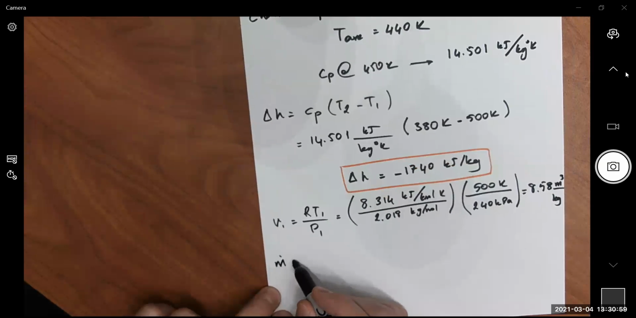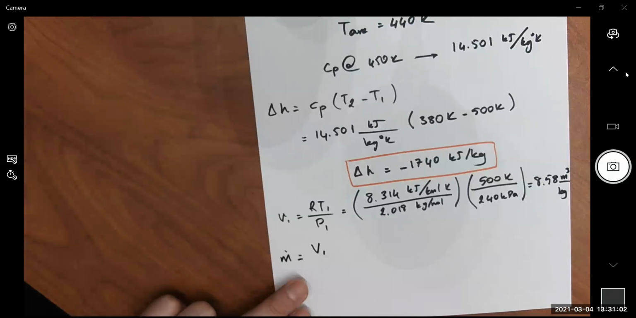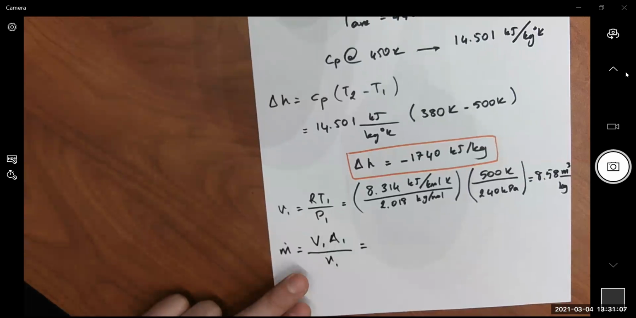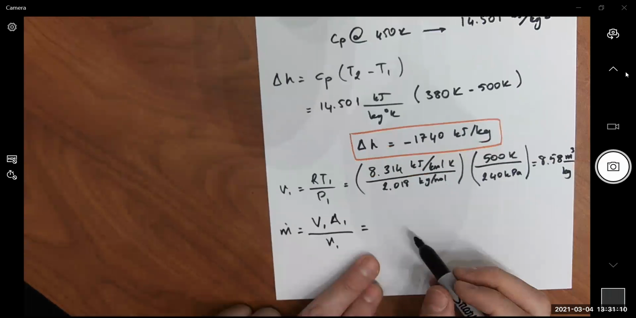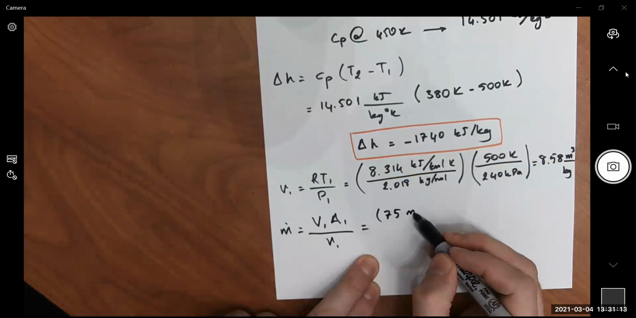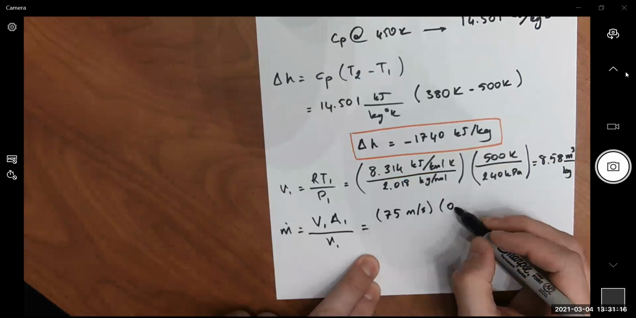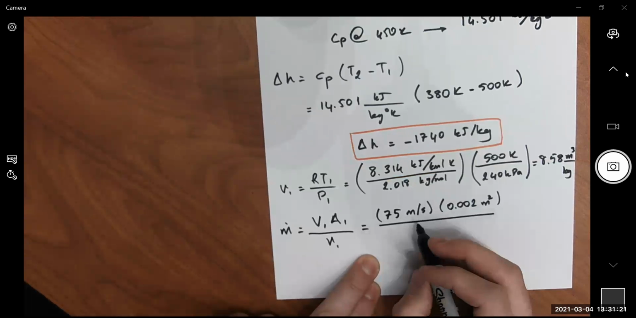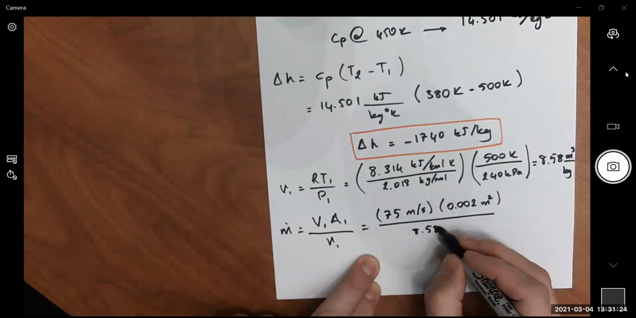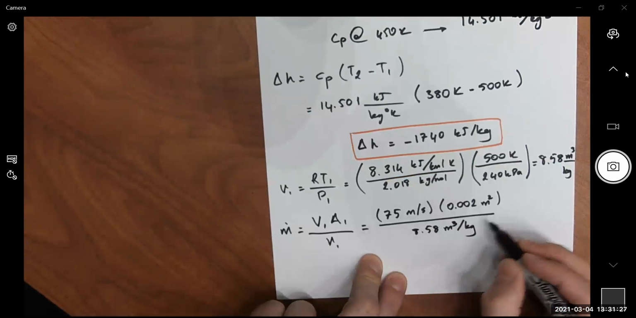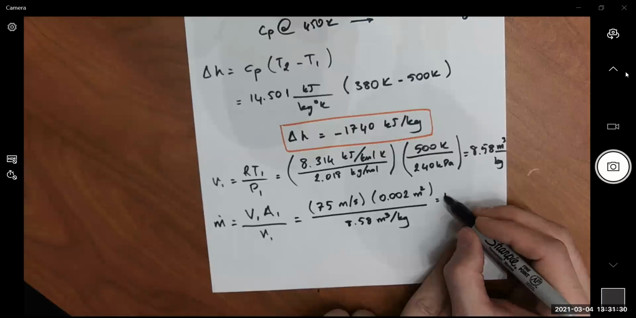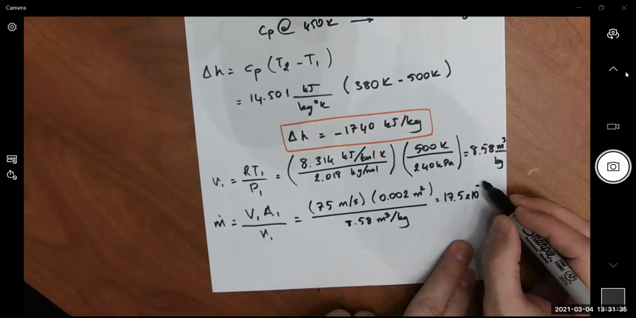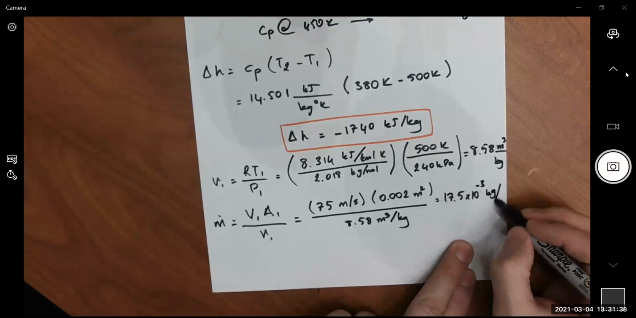For the mass flow rate, the velocity at the inlet is given, the area at the inlet is given, and the specific volume at the inlet. Velocity is 75 meters per second, area 0.002 meters squared, over specific volume 8.58 meters cubed per kilogram. This will give us 17.5 times 10 to the minus 3 kilograms per second.